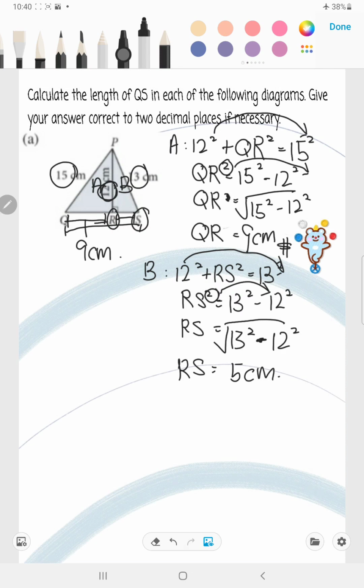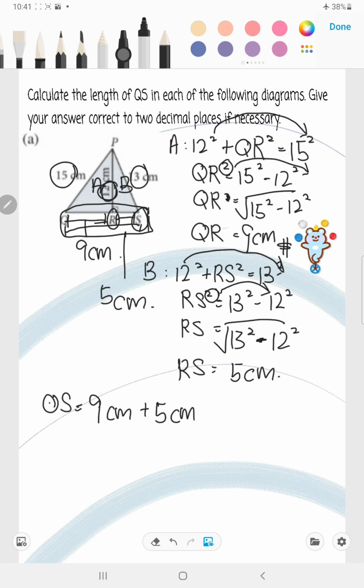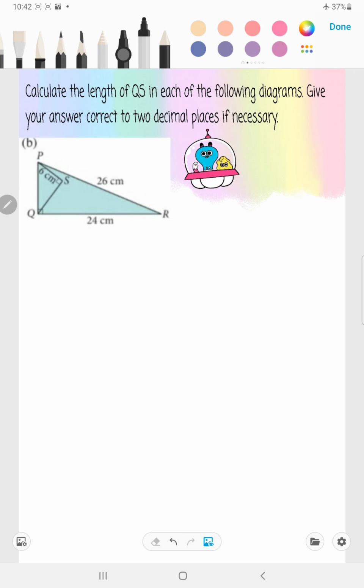So now we have QR which is 9 cm, RS which is 5 cm. So now you can calculate the value of QS, which is 9 cm plus 5 cm. So QS is equal to 14 cm. Now let's move on to question 2b. We have to calculate the length of QS. So we find QS first. QS is here. So we have to divide this diagram into A and B.